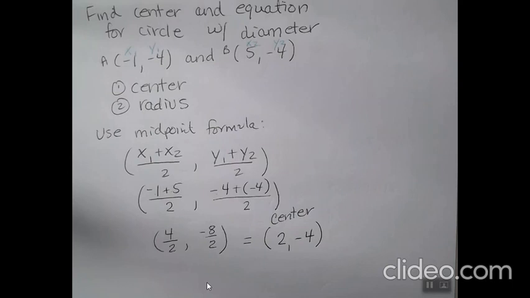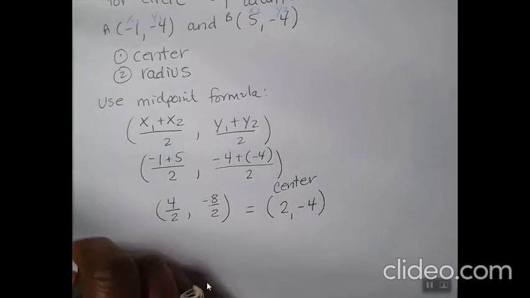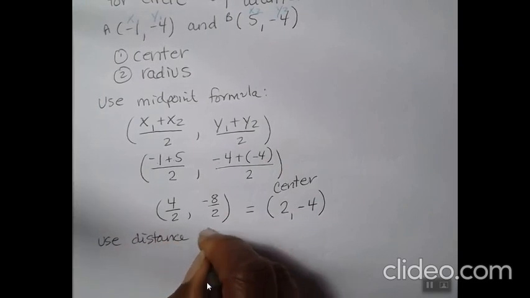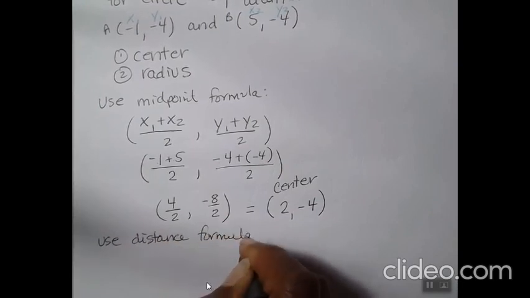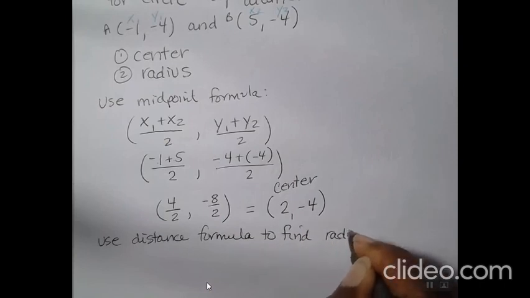We also need to know how long the radius is. We can do two different things. We can use the center and one of these points to determine the length of the radius, or you could graph it. We can use the distance formula to find the radius. Okay, we can do that.